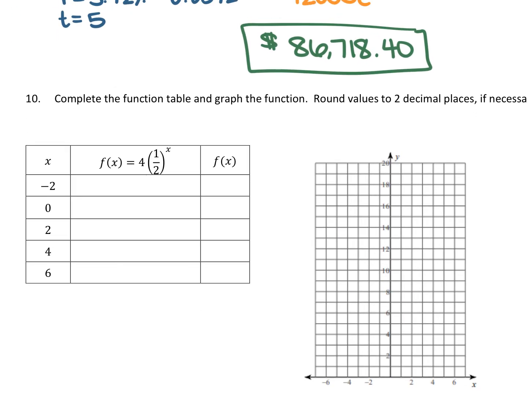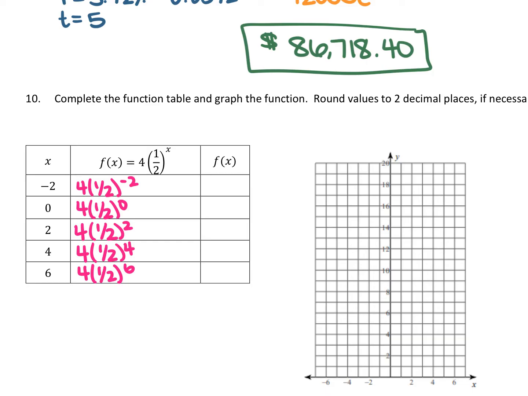For your next problem, you are completing the function table and graphing the function. You're given the function f of x is equal to 4 times 1/2 to the power of x. Your x values are -2, 0, 2, 4, and 6. So this means that you're going to have 4 times 1/2 to the power of -2, 4 times 1/2 to the power of 0, 4 times 1/2 to the power of 2, 4 times 1/2 to the power of 4, and 4 times 1/2 to the power of 6. You can use your calculator with these if you'd like to. Some of you won't need to, but like I said, if you want to, you can.